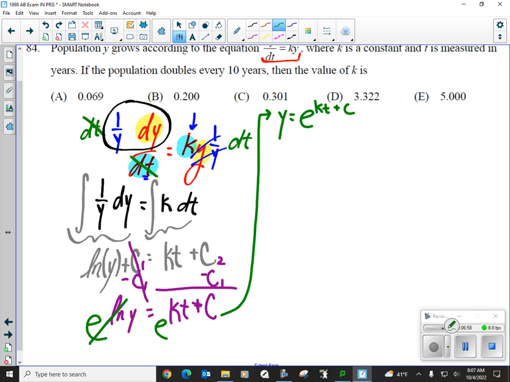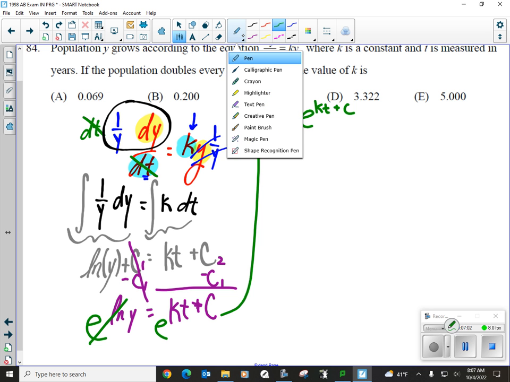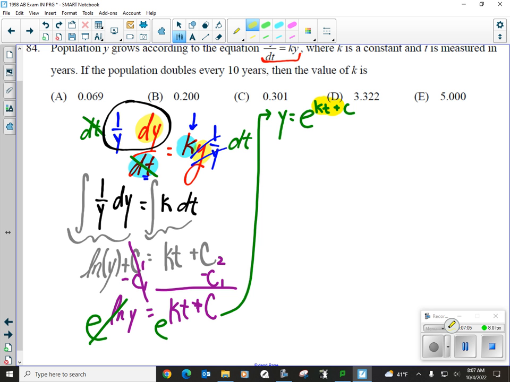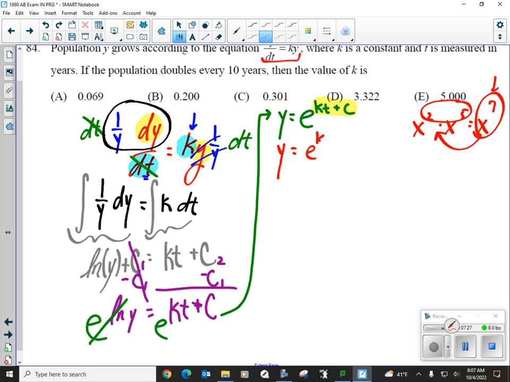Now, our rules for exponents tell us the only time we add exponents together is when we multiply like bases. Okay? So what I mean by multiplying like bases is x squared times x to the 5th, that is x to the 7th. I add my exponents. So what I'm going to do is I have this right now. I'm going to split it back up with my e. So I got e to the kt times e to the c.